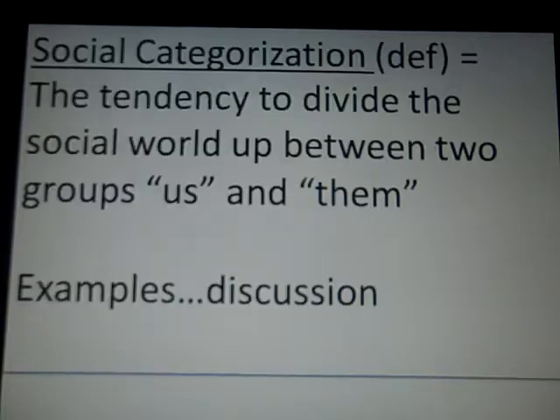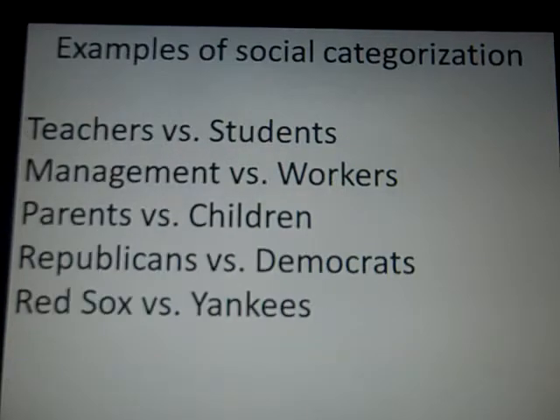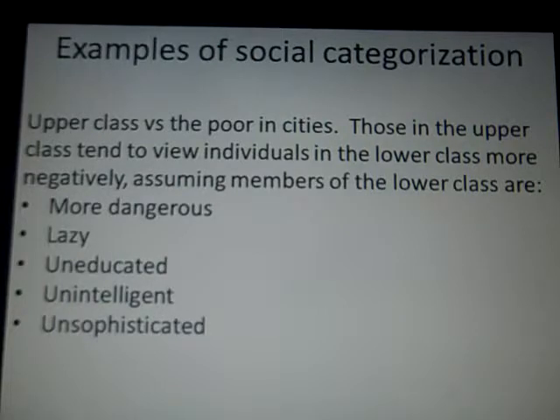Social categorization. This is the next thing we want to talk about. This involves our tendency to divide the social world between 2 groups, us and them. And we all have a tendency to do this regardless of whether we're talking about cities or really anywhere. Teachers versus students, parents versus children, Republicans versus Democrats, urbanites versus people who live in the rural areas or the countryside. So we just kind of have a tendency to divide the world socially up in that way.